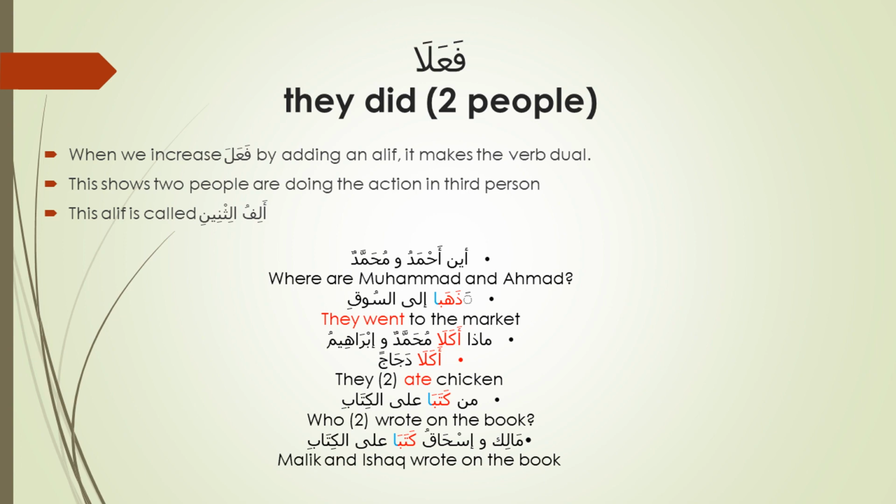Akala dajajan. They ate chicken. And then the next one, man, got the kataba, which is the root word. The root letters increased by an alif. Man kataba ala al-kitab. Who wrote on the book? Two people. And the reply will be Malik wa Ishaq kataba ala al-kitab.